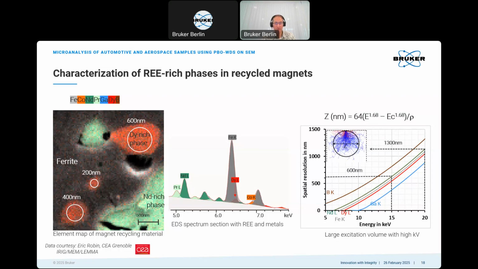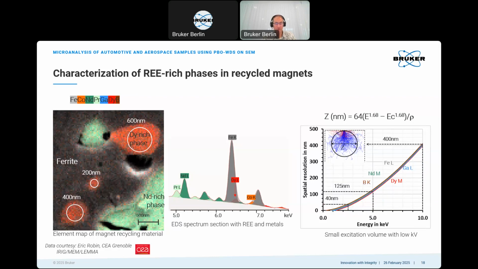So here again is a modeling according to Anderson-Hessler, and we see with 15 kV we end up at 600 nanometers, with 20 at 1,300 nanometers. So this is much larger than the size of the small inclusions. So we would include the matrix in the analysis, which is clearly bad. So we have to lower the acceleration voltage.